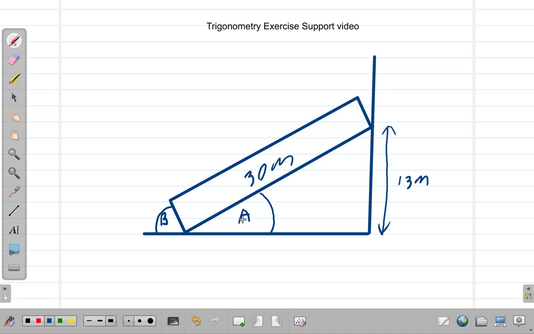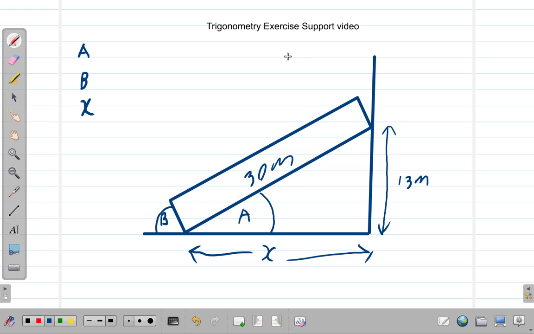What I want you to do is calculate the angle A and the angle B. Also this length, let's call this X, the distance X from where it touches the ground to the wall. So I want you to calculate A, B, and X. Alright, so pause the video, go ahead and calculate it. Okay, you've done your calculation. How did you do? What did you get? Let's see how you deal with this.